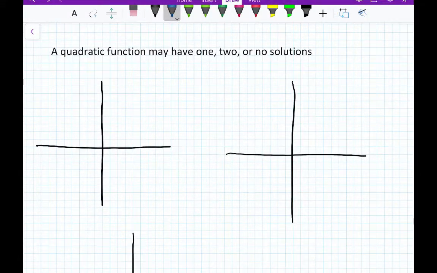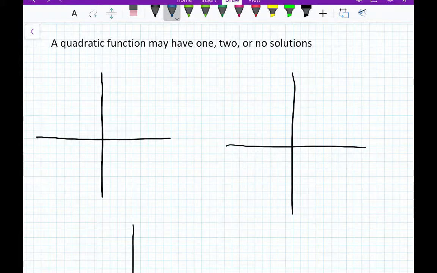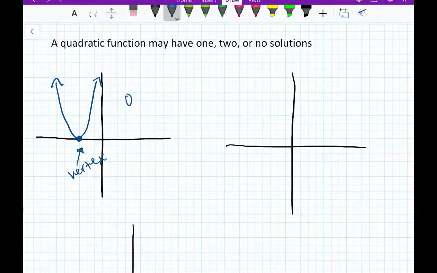So a quadratic function may have one, two, or no solutions. So let's look at examples of those. If it has one solution, that means it has one x-intercept, then that's going to look something like this, where the quadratic touches the x-axis only once, which means that is actually the vertex, which we already talked about. So if the vertex is on the x-axis, then that means it's going to only have one solution. So this is one solution.